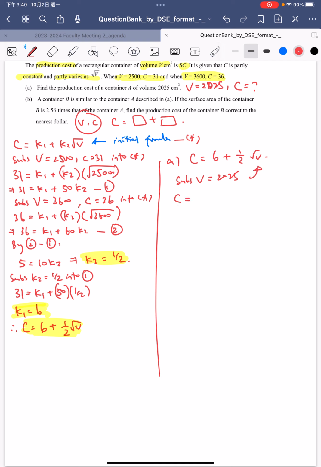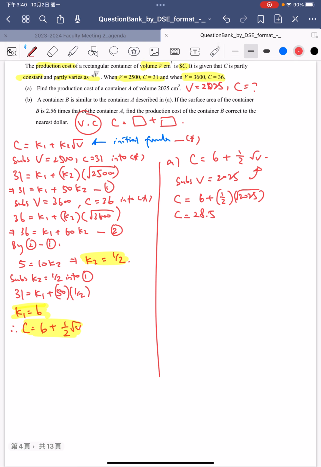Then we have C is equal to 6 plus a half of the square root of 2025, but remember to take the square root. Then using your calculator, we have the square root of 2025 times a half, plus 6. We have the value of C is equal to 28.5. So that's the production cost, which is equal to 28.5.